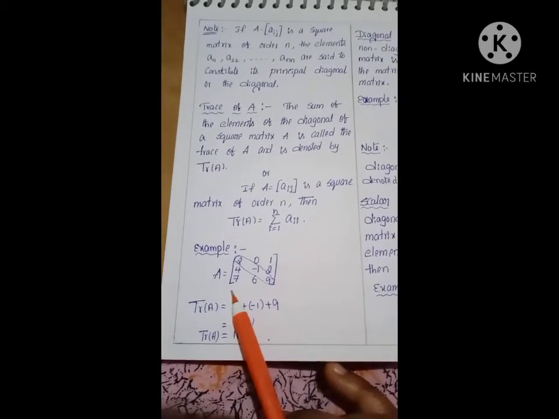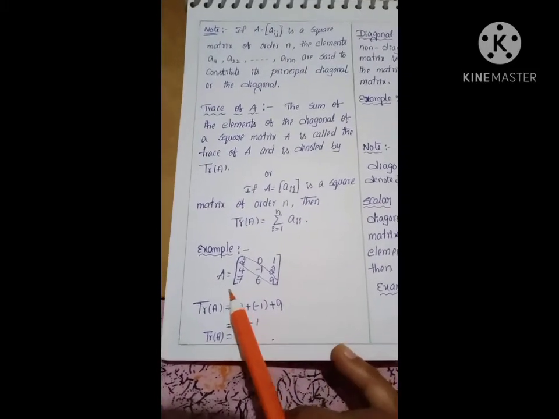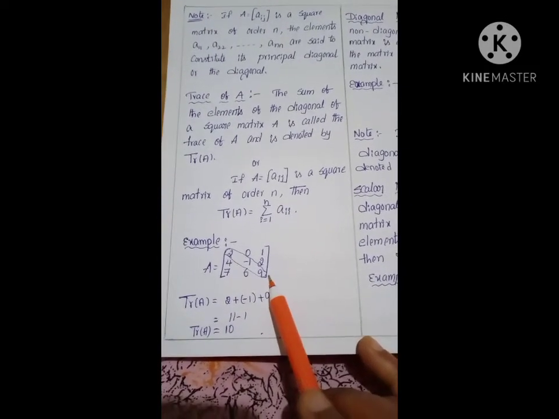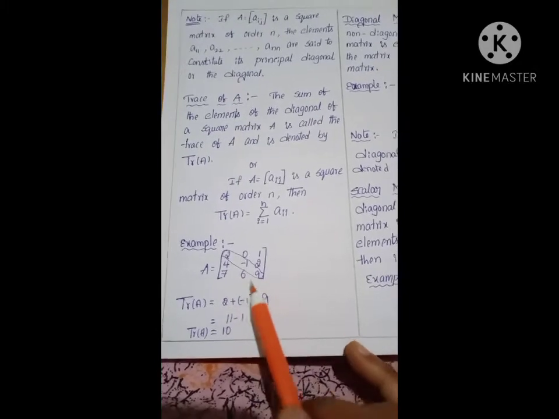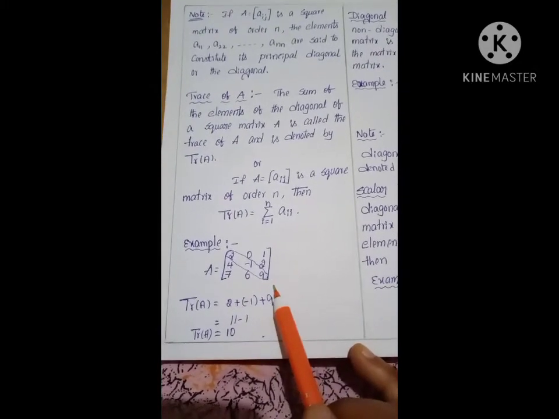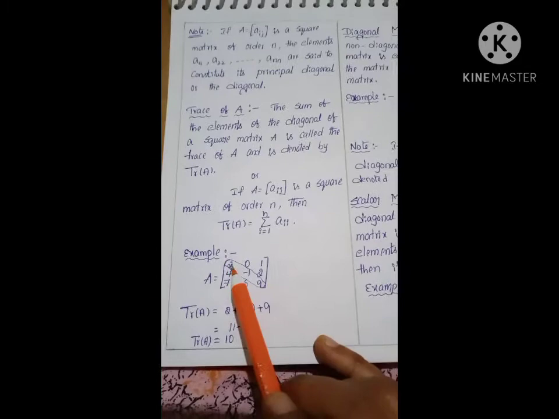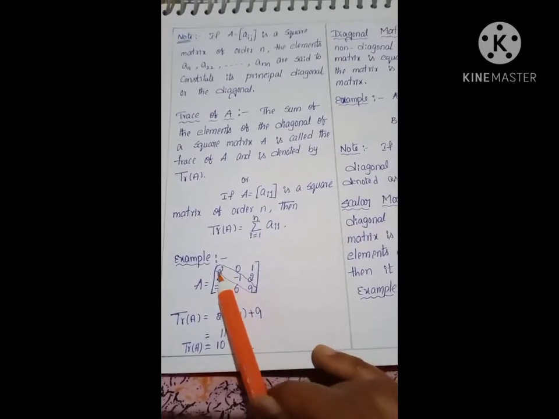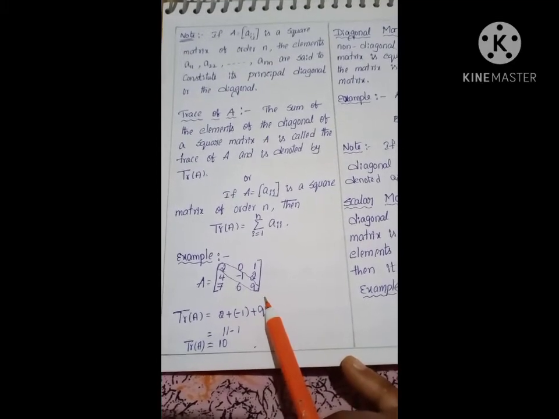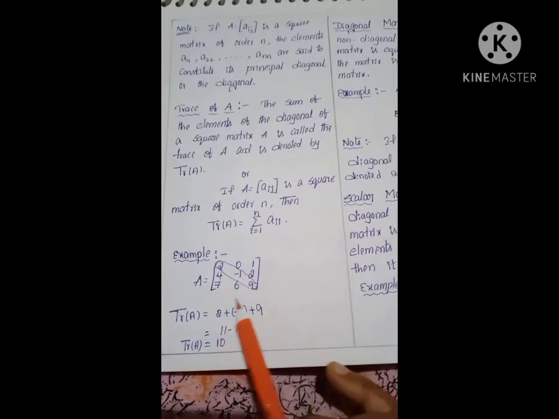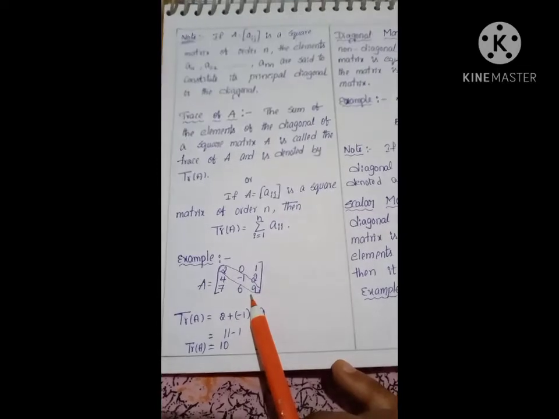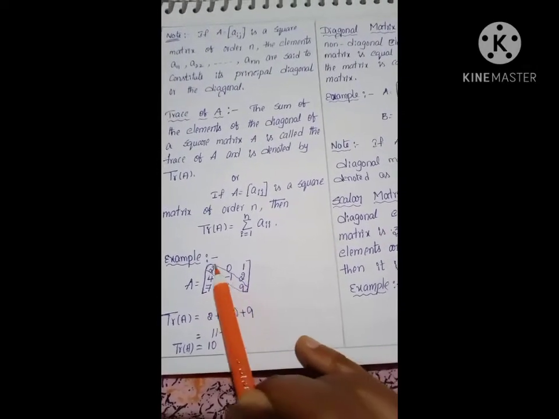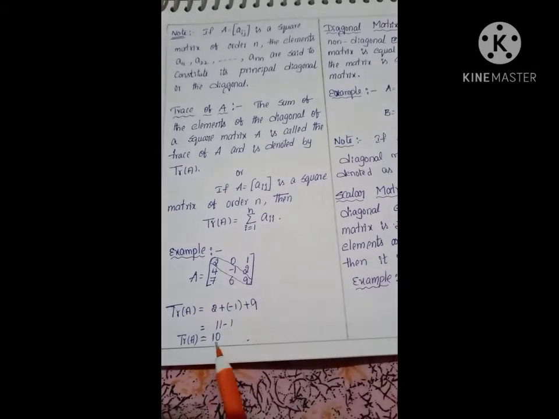See, this is one example. A is a matrix, and this one is of order 3, so 3 by 3, 3 rows, 3 columns are there. That's why the order is 3. So the sum of the elements of the diagonal of a square matrix is called the trace of the matrix. So these are the diagonal elements. You can add these diagonal elements, and you will get 10.